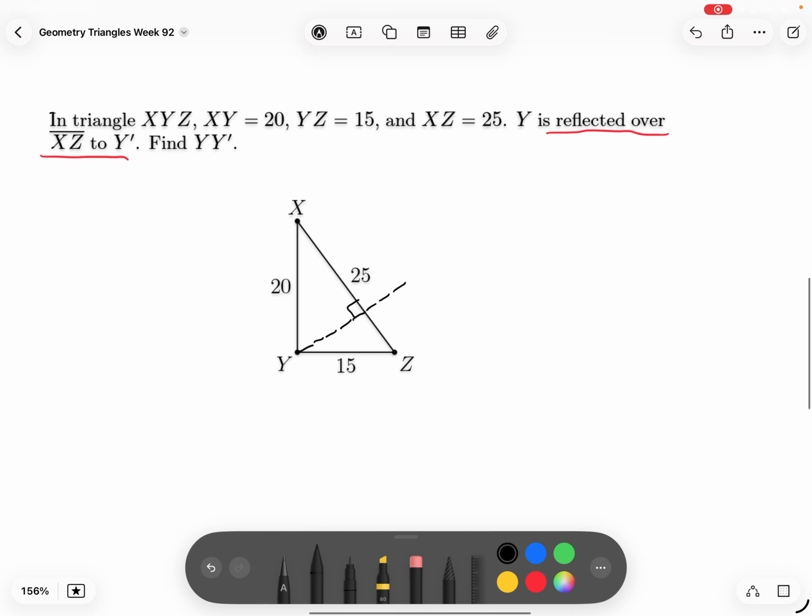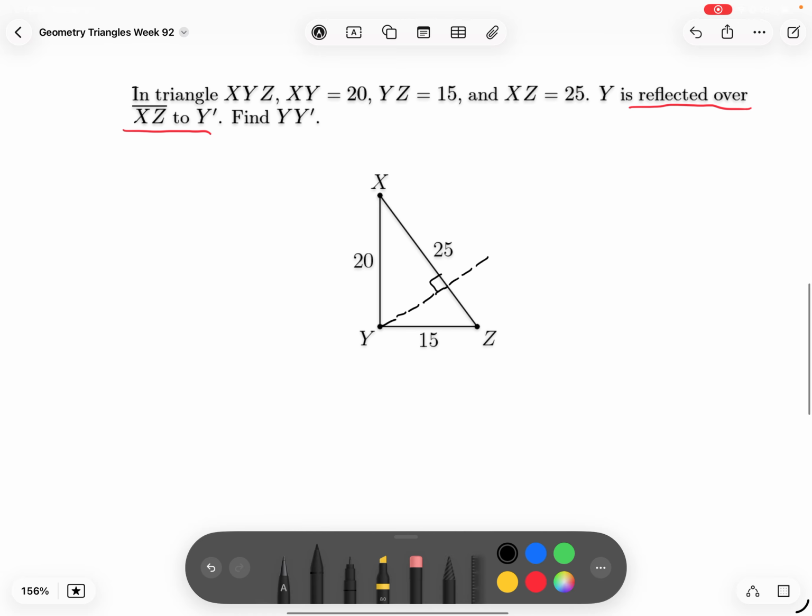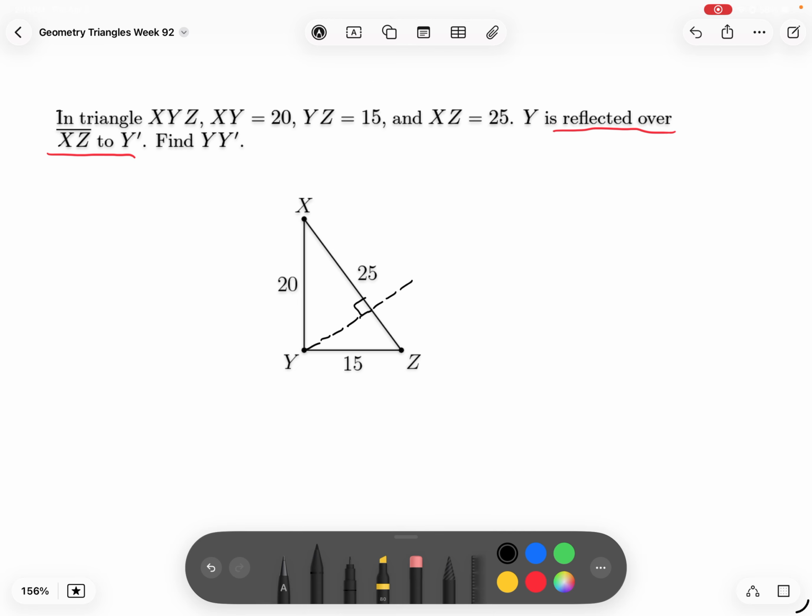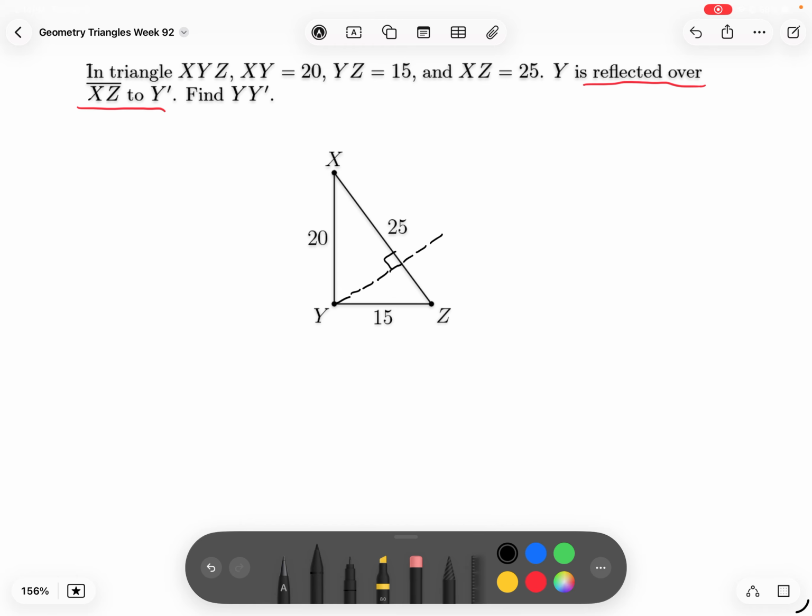So we must find the perpendicular line to XZ, which is this here, I've drawn it, that comes off of Y and forms a right angle with the line segment XZ. That's the definition of a perpendicular line. So, with any reflection, the reflected point must be on this new perpendicular line I've drawn here. We're going to call this line YY prime, because on the other side of it, we're going to have Y prime.